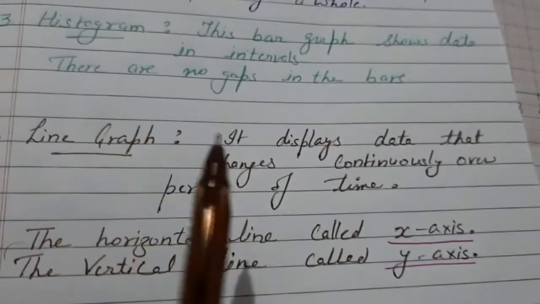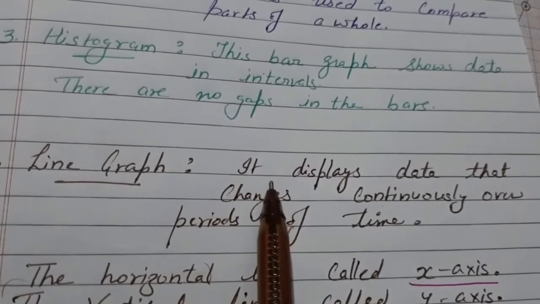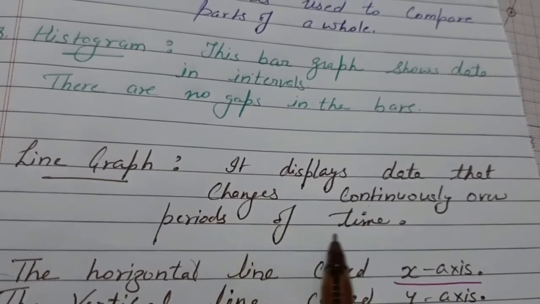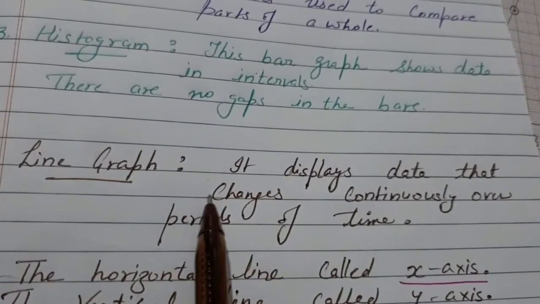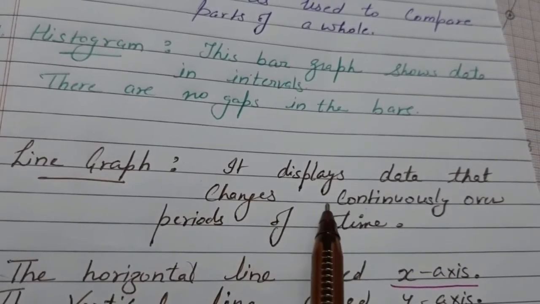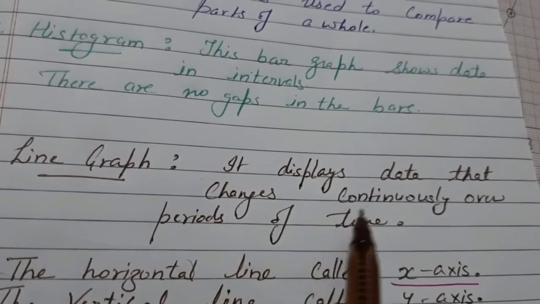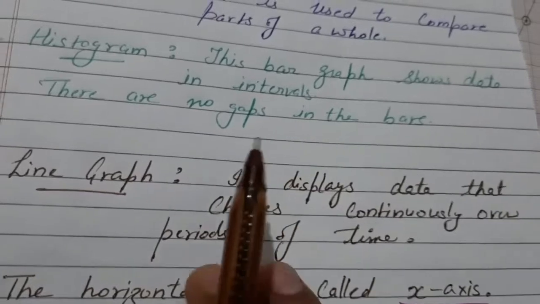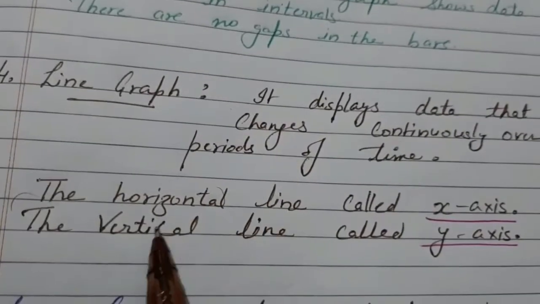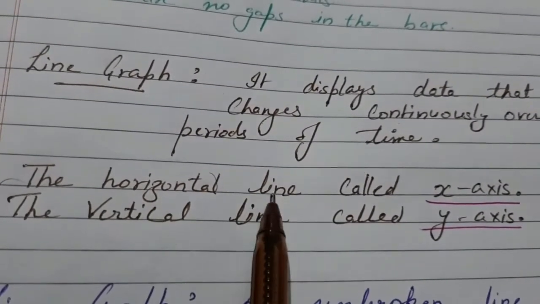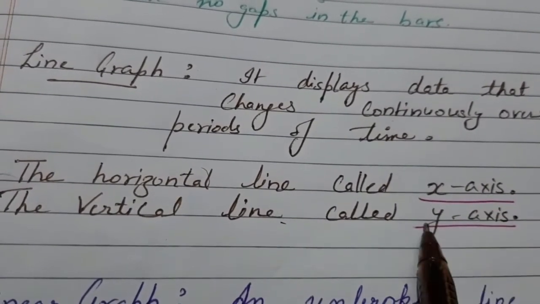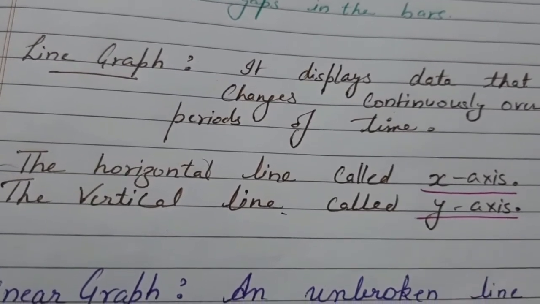Next we will study the line graph. What is a line graph? Line graph displays the data that changes continuously over periods of time. So a line graph is a graph which displays the continuous changes in the data over periods of time. Whatever the time is given, you can take that and show how the graph is drawn. There are basically two lines, one horizontal and one vertical, while drawing the graph. The horizontal line is called the x-axis and the vertical line is called the y-axis.